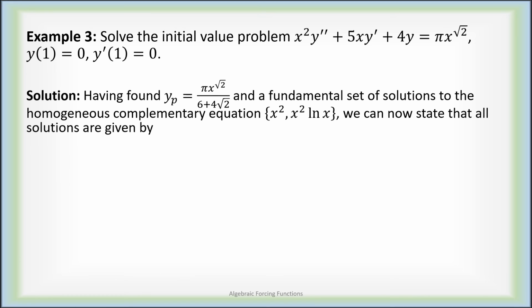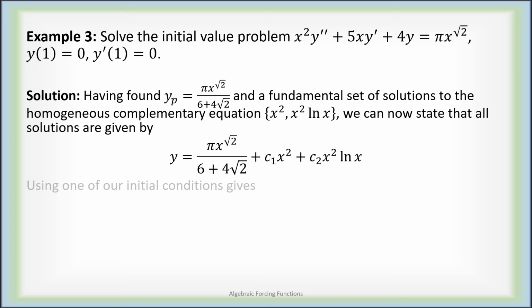So we have found a particular solution, and we already found a fundamental set of solutions to the homogeneous complementary equation. So now we can state all possible solutions to this differential equation are given by the one particular solution we found plus linear combinations of elements of the fundamental set of solutions. Now we can start using our initial conditions.